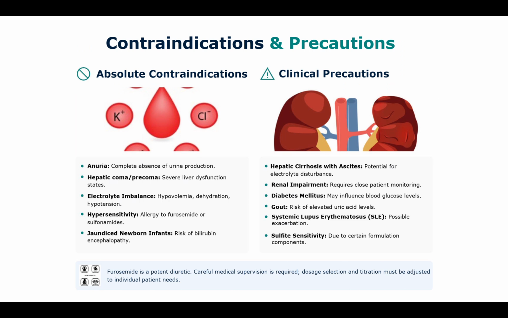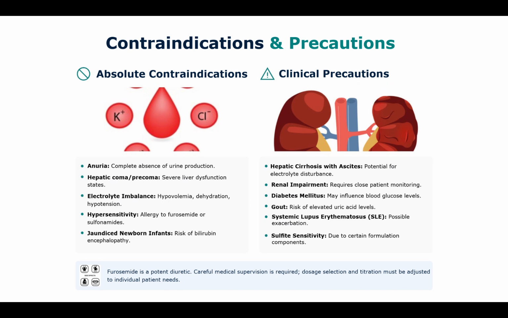Jaundice: newborn infants or infants with diseases that can cause jaundice. Specific considerations for these very young populations are in place. Now for precautions, situations where furosemide can be used but with extreme caution and close monitoring. Patients with hepatic cirrhosis and ascites: therapy should ideally be initiated in a hospital setting with strict observation.